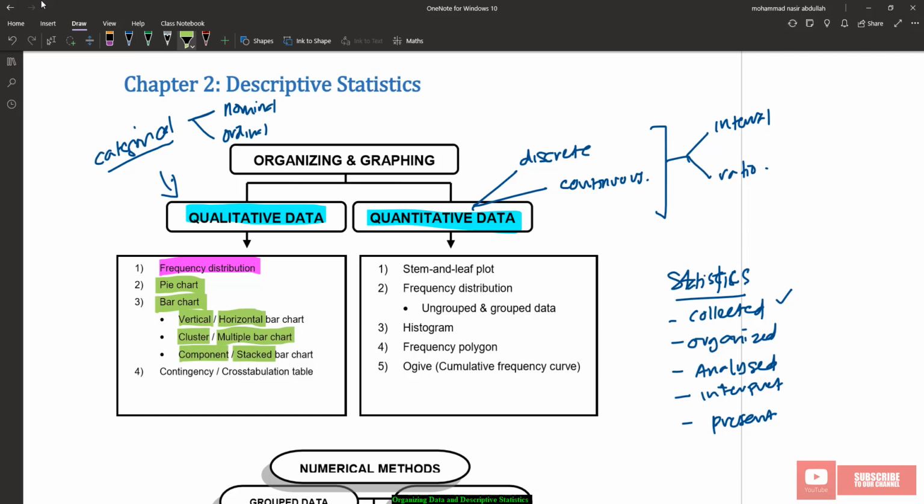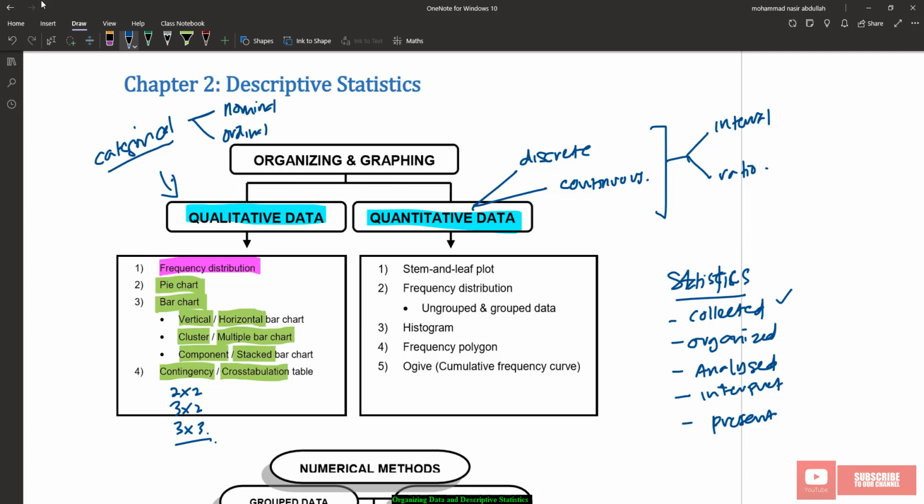And for qualitative variable or qualitative data, we can also do a contingency table, or what we call a cross tabulation table, right? Cross tabulation tables are normally 2 by 2, or 3 by 2, or 3 by 3 tables, right?